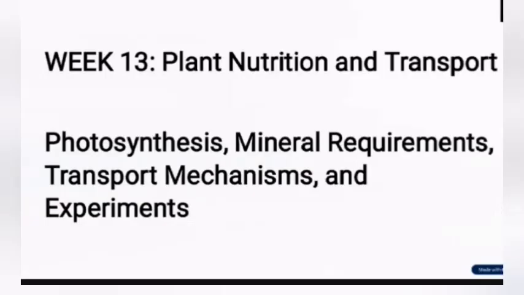Okay, so today we'll be looking at plant nutrition and transport. Under this, we'll be looking at photosynthesis, mineral requirement, transport mechanisms, and then some experiments that you can carry out in your school laboratory.